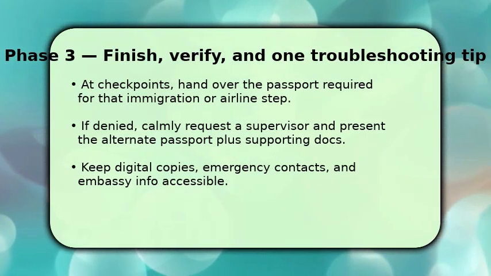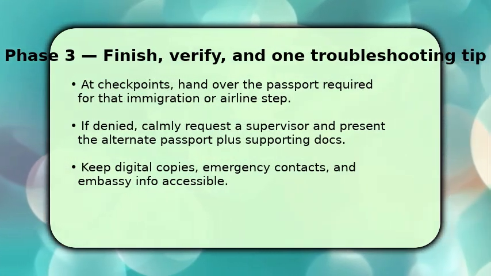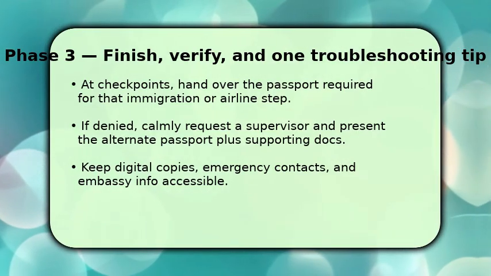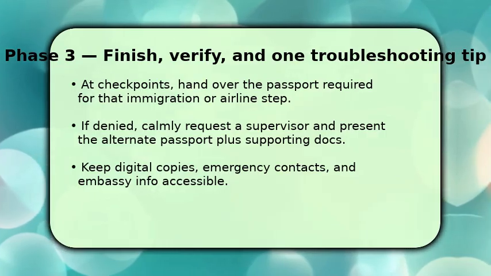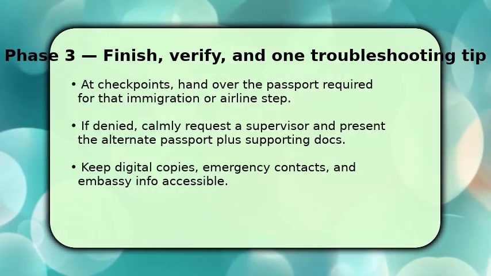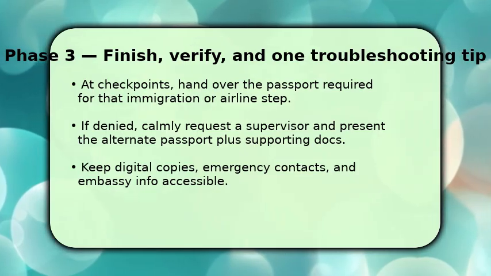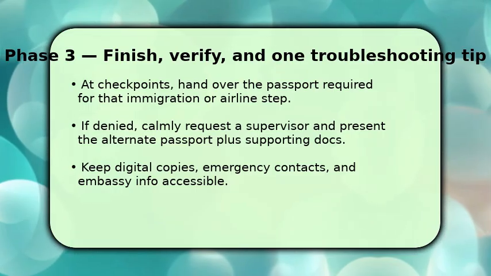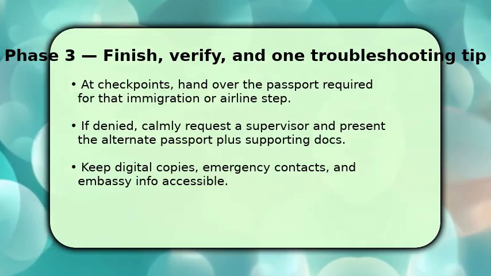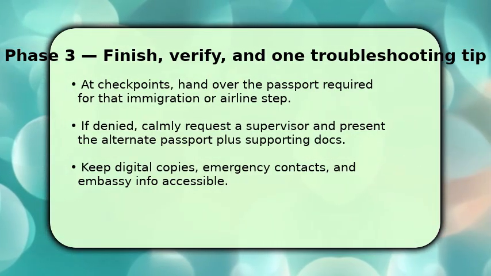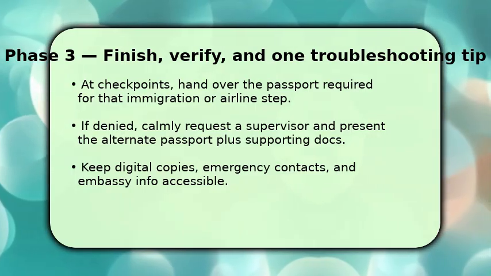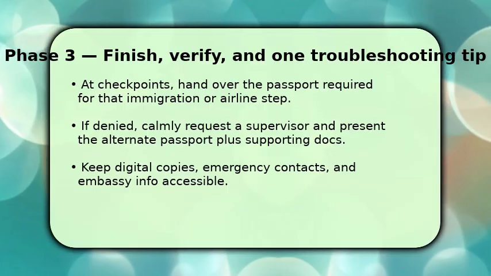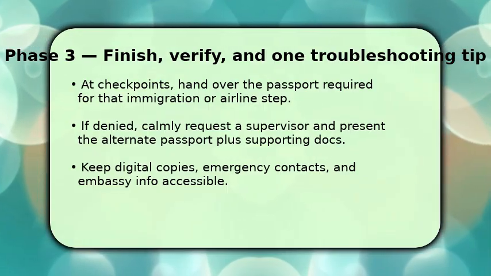Finally, you use the chosen passport at each checkpoint, airline, exit, and entry, and keep the alternate ready. Once done, store passports in a travel wallet and show only the needed passport to speed queues. If an official raises concerns, remain calm, politely ask for a supervisor, present the other passport and your booking confirmations, and explain visa exemptions if applicable. Make sure digital copies and embassy contacts are accessible in case a passport is retained or additional verification is required.